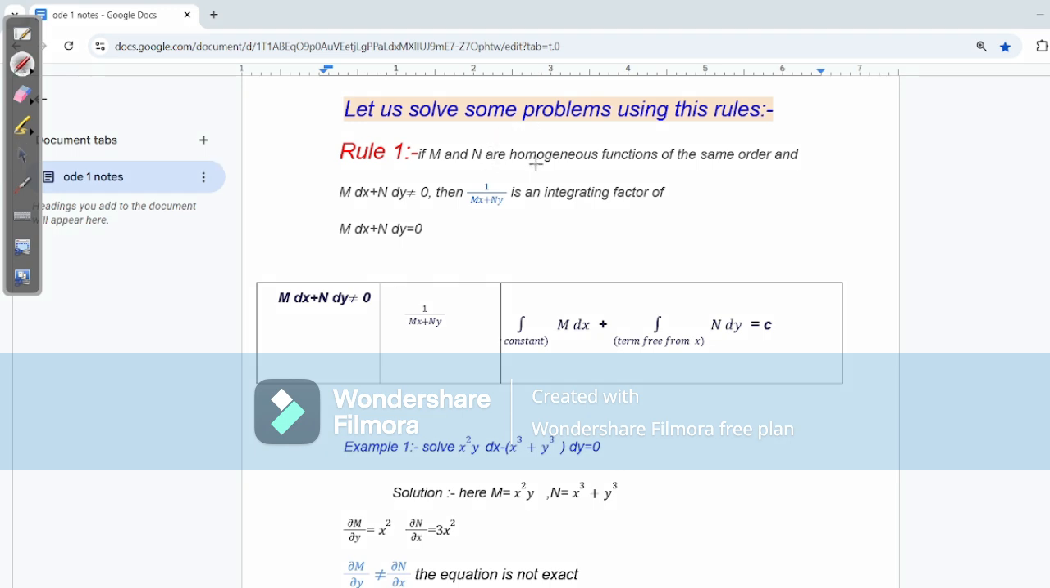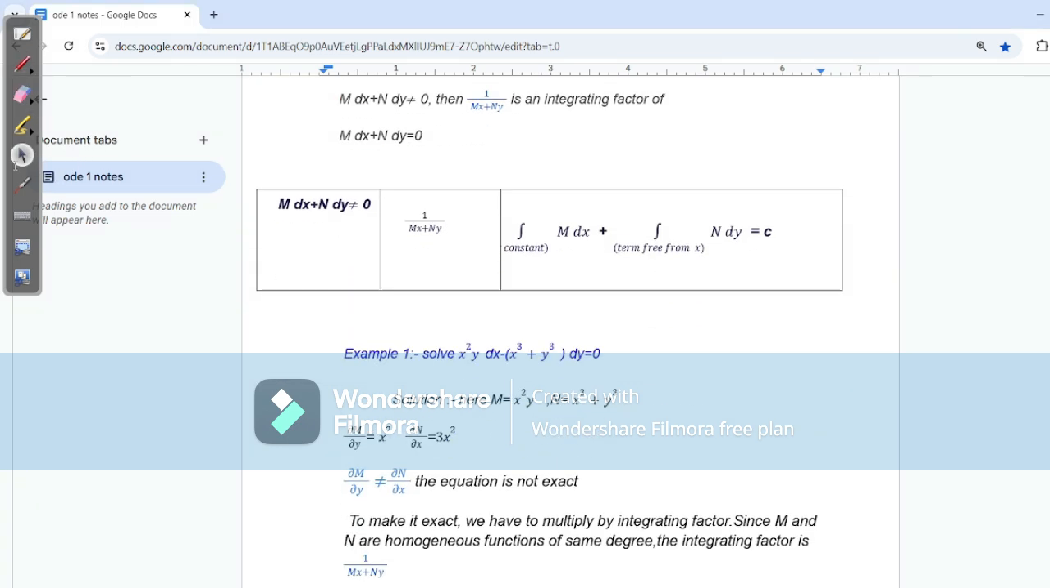If M and N are homogeneous functions of the same order and M dx plus N dy is not equal to 0, then 1 by Mx plus Ny is an integrating factor of M dx plus N dy. So here, what is the differential equation? M dx plus N dy is not equal to 0. We have to multiply by the integrating factor 1 by Mx plus Ny and find the solution. Now this is the example problem. Let us solve this example problem so that you can understand it clearly.